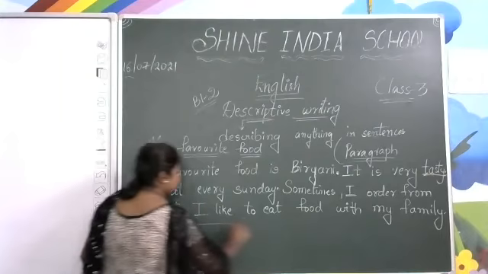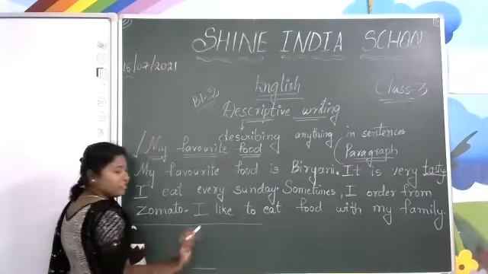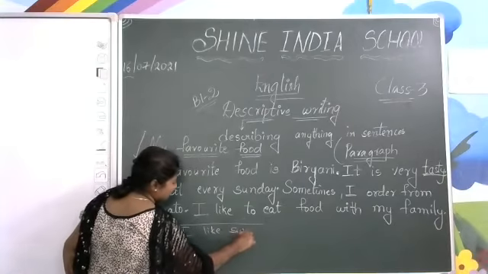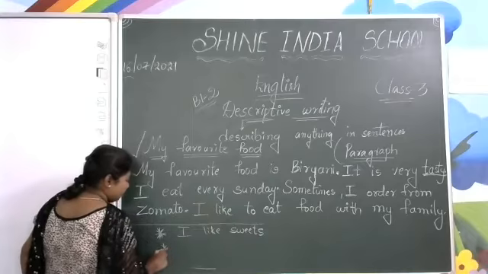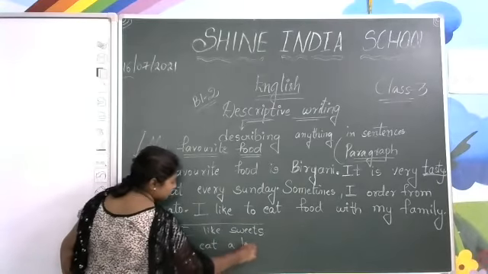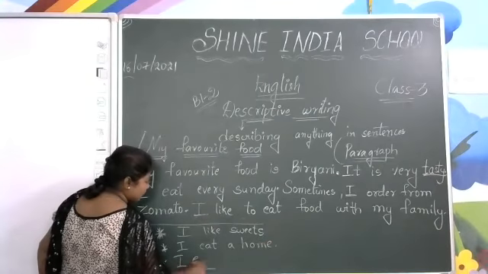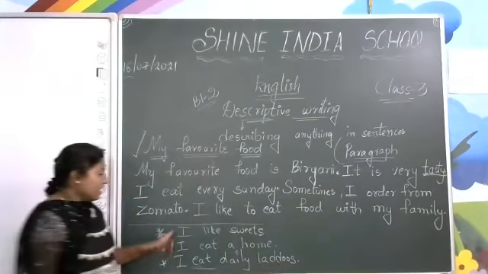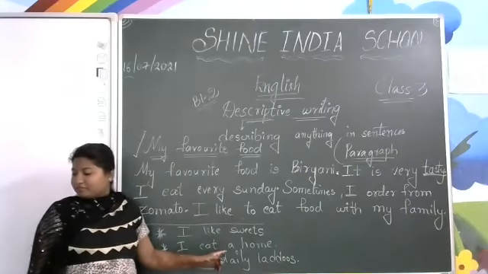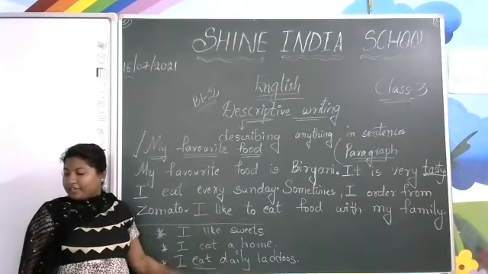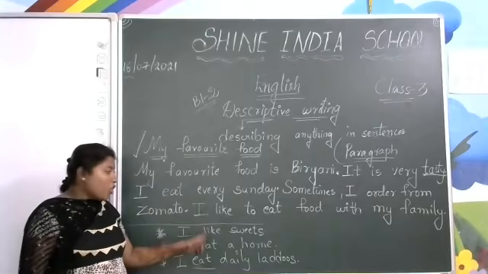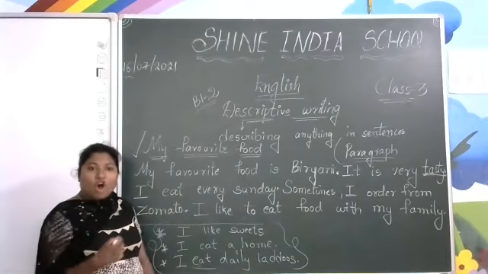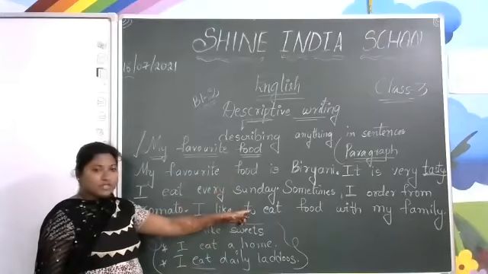So don't write it the wrong way. This is right. Some people will write like this: I like sweets. I eat at home. I eat daily laddus. Is it correct? No. This is correct. Is it correct now? No. Do we call it a paragraph? No. Wait a minute. No, it's wrong. Paragraphs in a row. Full stop.